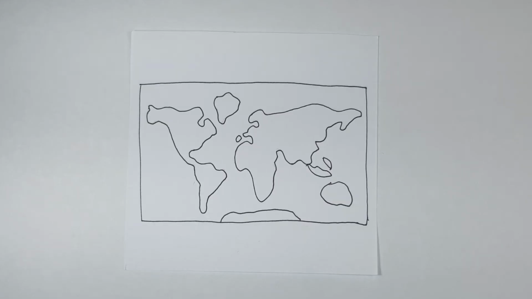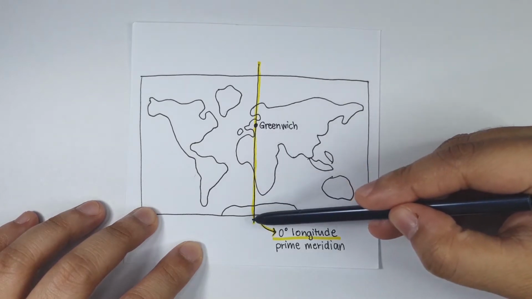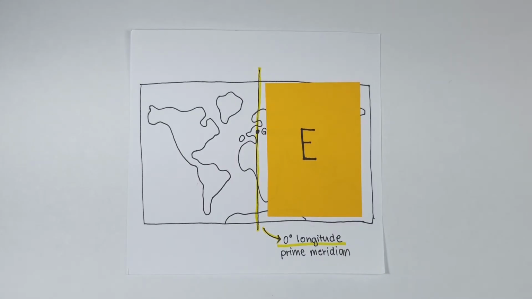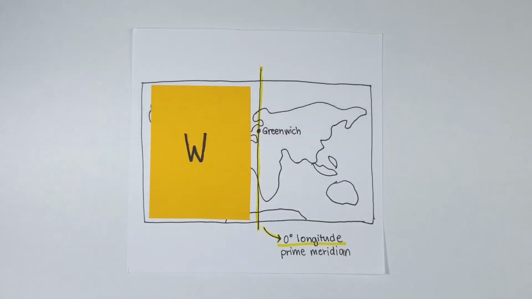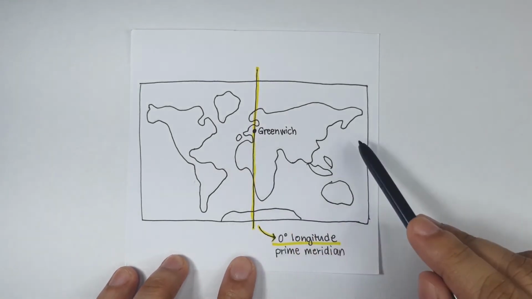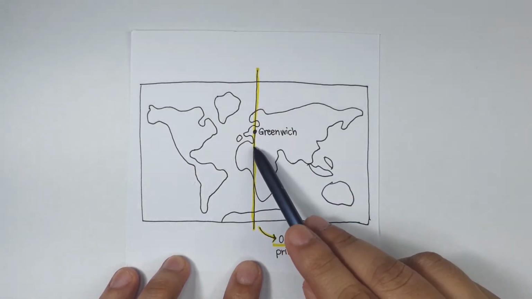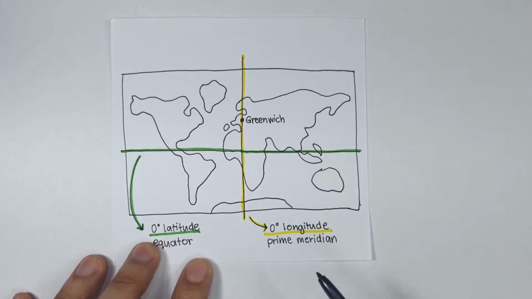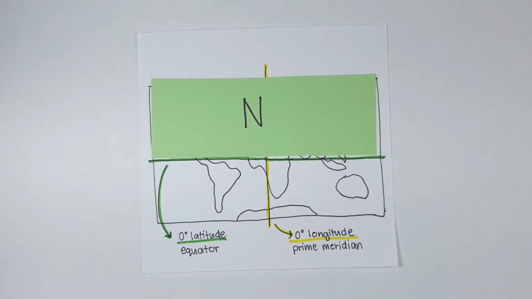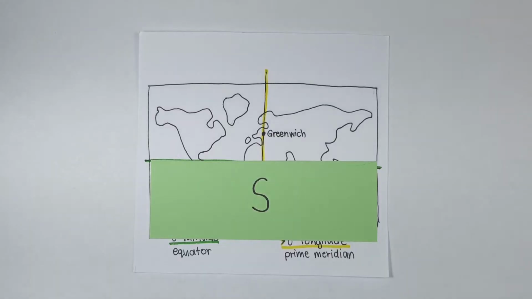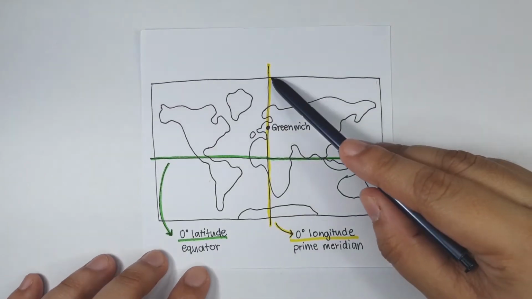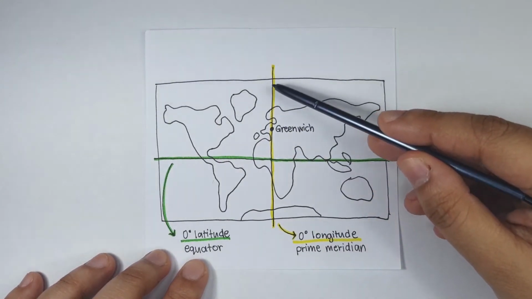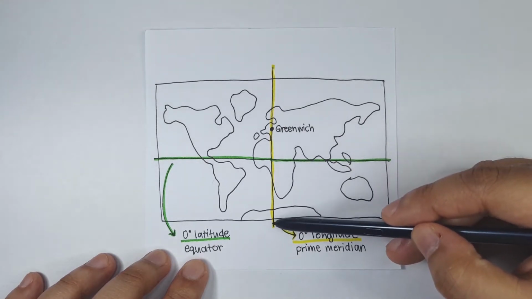Now, if this is your world map, then this is your prime meridian which passes through Greenwich, England, where longitude is 0 degrees. On the right of the prime meridian is east and on the left is west. So this is from 0 degrees to 180 degrees east, and this is from 0 degrees to 180 degrees west. Next, this is our equator, which is 0 degrees latitude. Here on top is north and here on the bottom is south. And this is the North Pole and South Pole. Now this is from 0 degrees to 90 degrees north and 0 degrees to 90 degrees south.